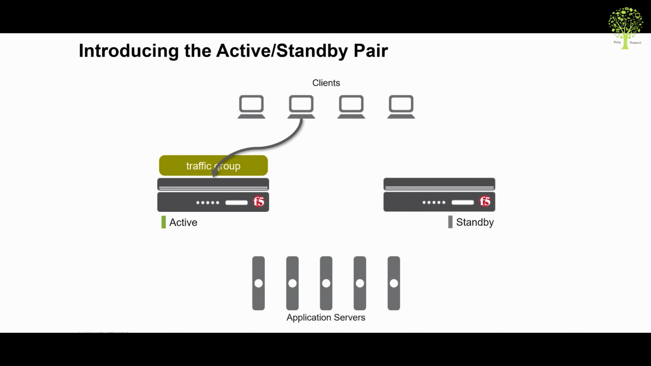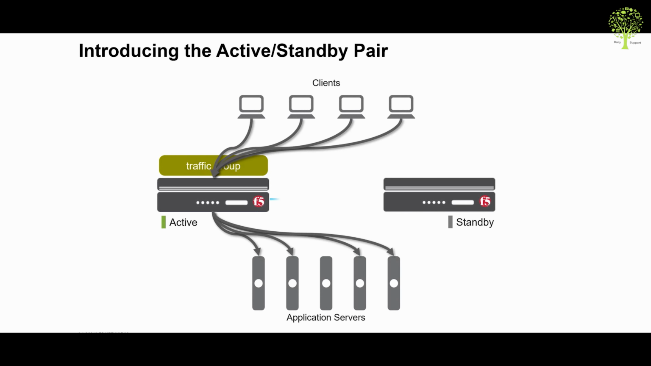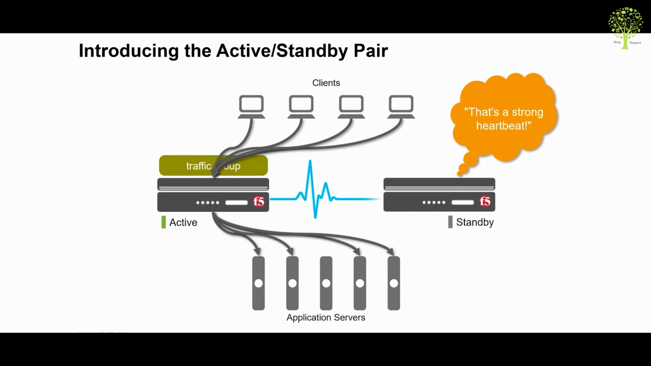The most common DSC deployment consists of two identical BIG-IP systems in a device group that is commonly referred to as an active standby pair. At any given point in time, one of the BIG-IP systems is actively processing traffic, while the other is standing by, monitoring the heartbeat of the active system and ready to take over in a matter of moments in the event the heartbeat stops.